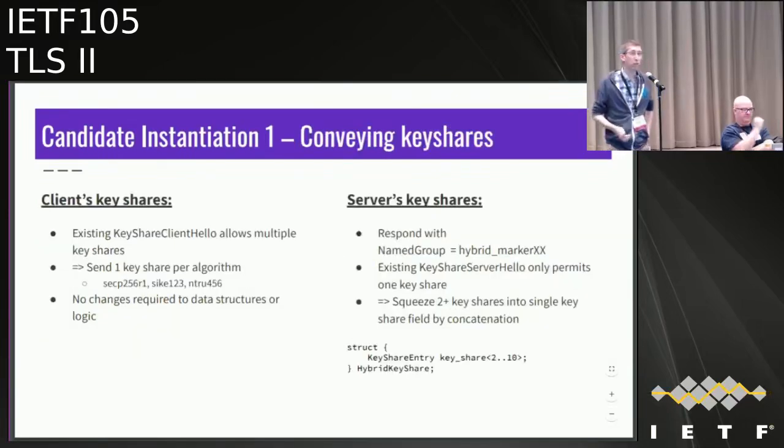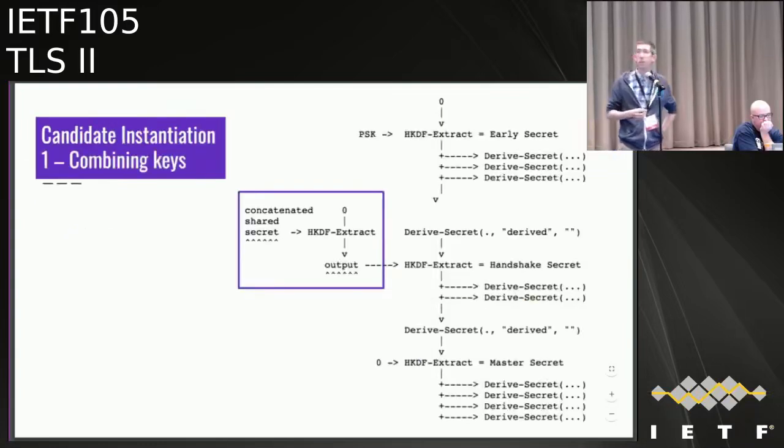Next slide. Once those have been listed in the negotiation, we have to convey multiple key shares, one for each algorithm. In this approach, we use the existing list of client key shares, sending one key share per algorithm, so we don't require any new data structures. This is, at least, in the client hello. The server hello, as it stands, doesn't allow for multiple key shares to be transmitted, so we have to hack that in. The way we've put that in the document is to have a data structure encoded inside of the existing key share in the server hello that basically concatenates these key shares. Next slide. Then we have to combine the shared secrets.